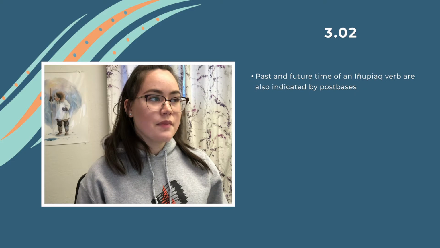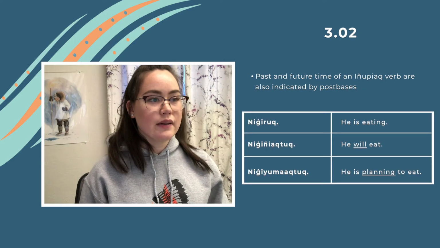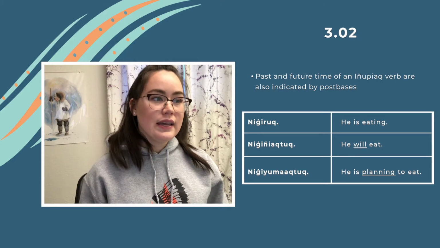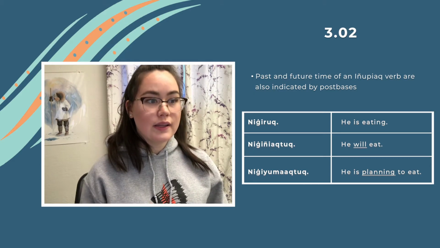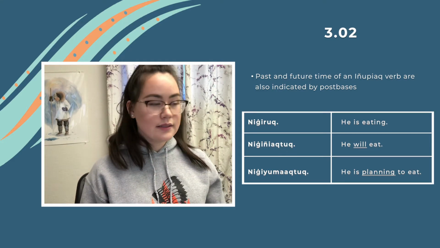Past and future time of an Inupiaq verb are also indicated by postbases. For example, niliruk, he is eating. Nirinaktuk, he will eat. Niriyumaktuk, he is planning to eat.